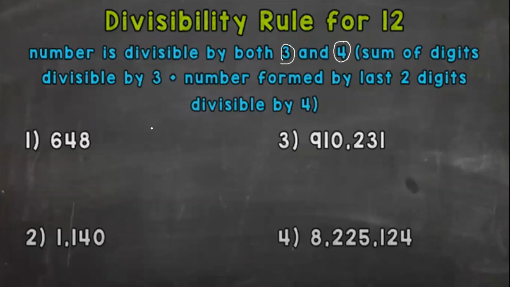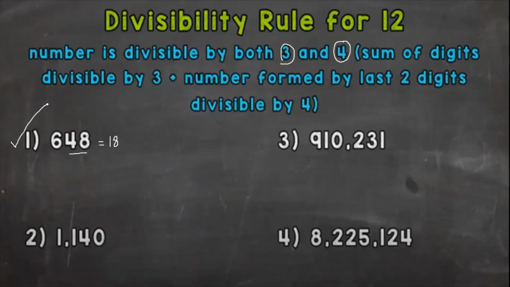So let's start with number 1. Now, we all know that to find out if the number is divisible by 3, we're going to add all its digits. So we're going to add 6 plus 4, it's 10. 10 plus 8, this one is 18. And 18 is divisible by 3. So yes. How about for the 4? The rule for 4 is the last two digits should be divisible by 4. The last two digits here are 48, and 48 is divisible by 4. So therefore, 648 is divisible by 12.